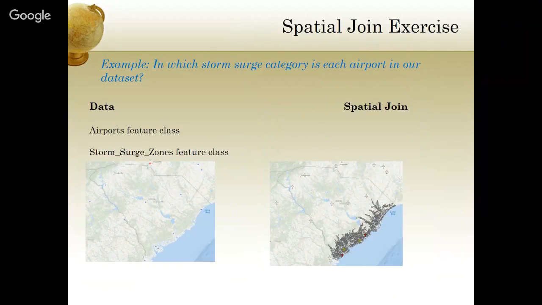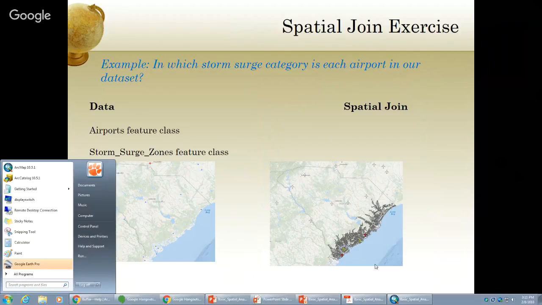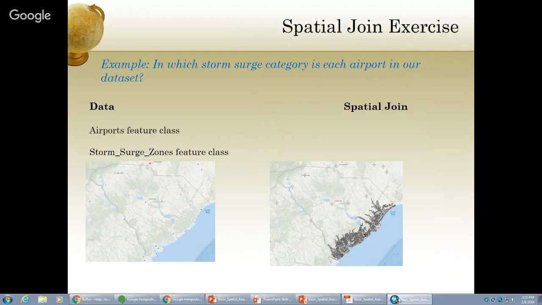For our exercise, we're just going to look at some of these storm surge zones again and look at airports. We want to know which storm surge category each one of the airports falls within. So we could do a spatial join to get that information. So I'll go back to ArcMap here.